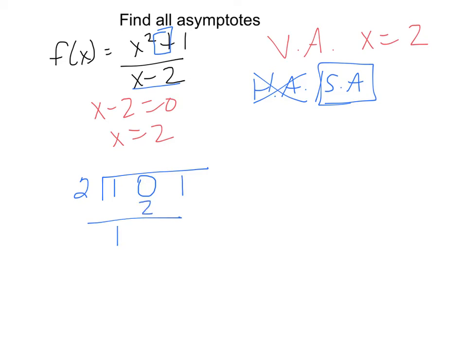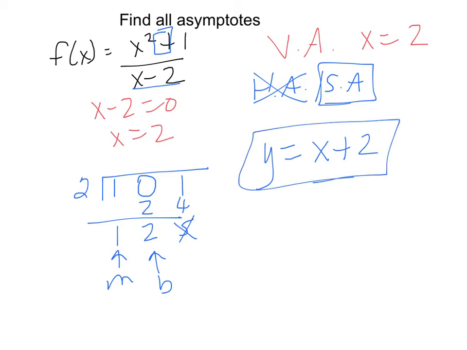So drop the 1. 2 times 1 is a 2. Drop the 2. You have 4. This 5, that's fine, but remember, we're not really going to use that. My slant asymptote, I now have my slope and my y-intercept. So I get y is equal to 1x plus 2 for my slant asymptote. Cool. You guys are getting this.